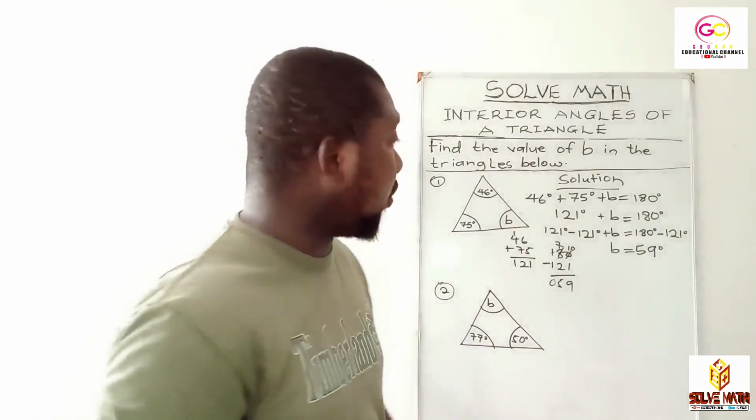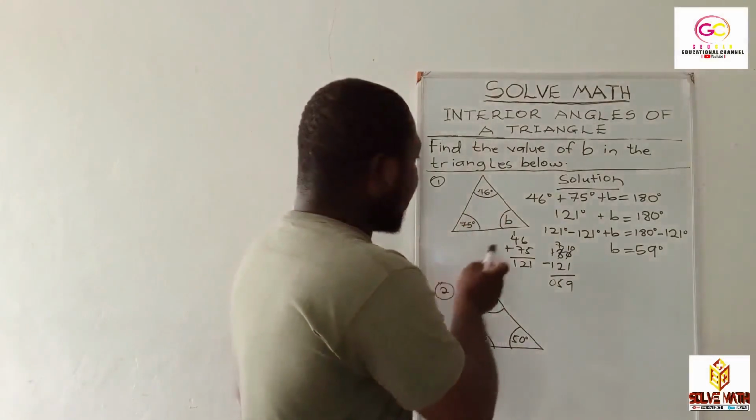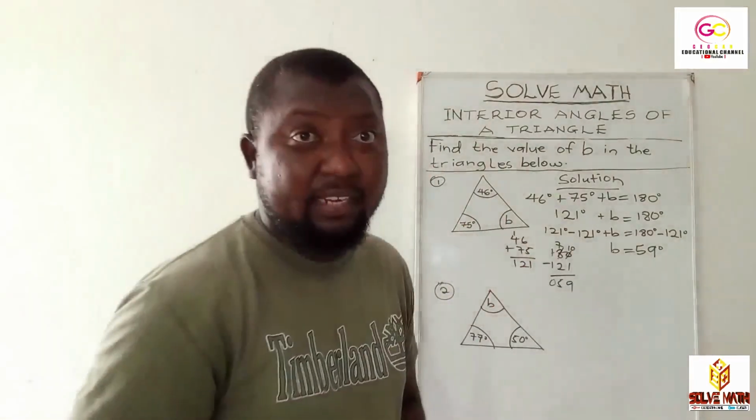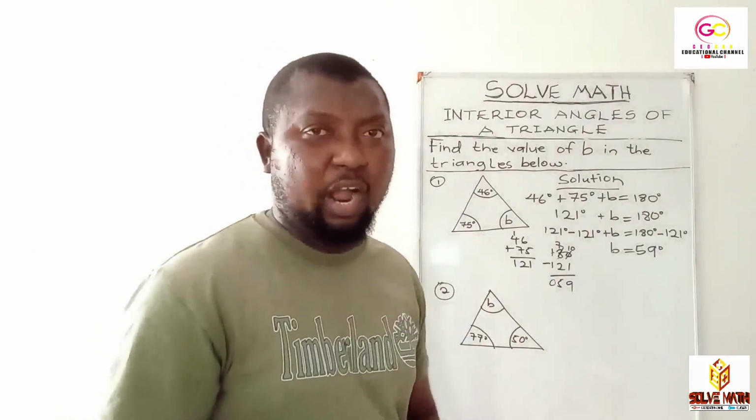59 degrees. As I told you earlier on, if you really want to check your answer, add 46 plus 75 plus B, which is what? Plus 59 degrees. And it should be able to give you 180 degrees, meaning you are on track.